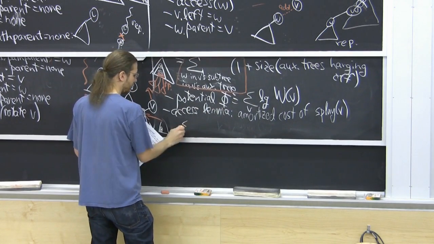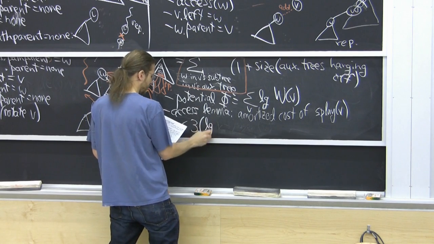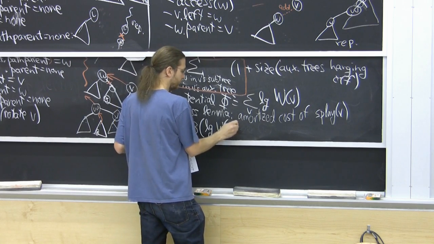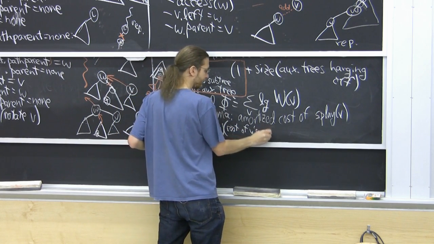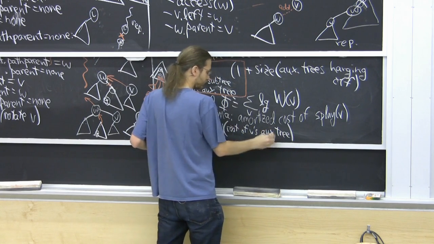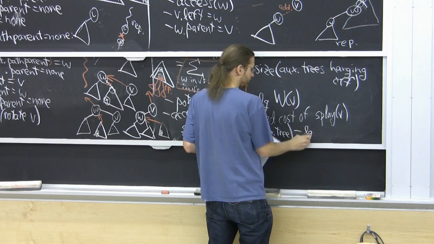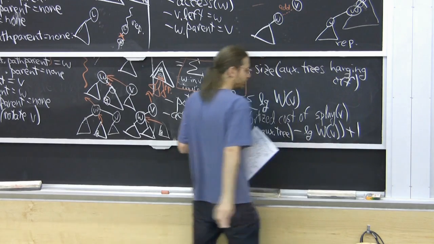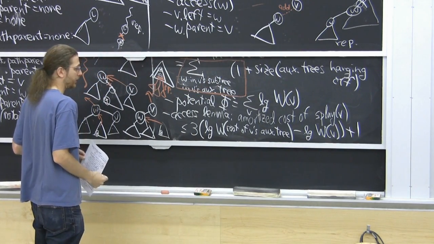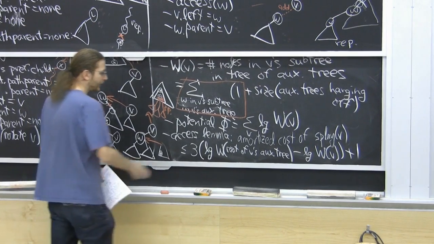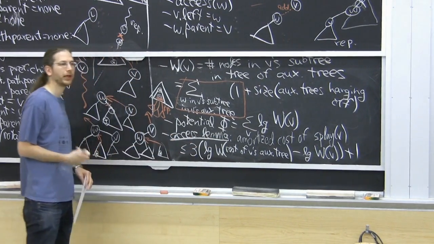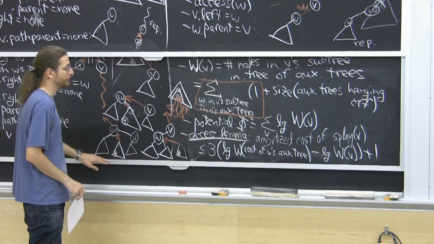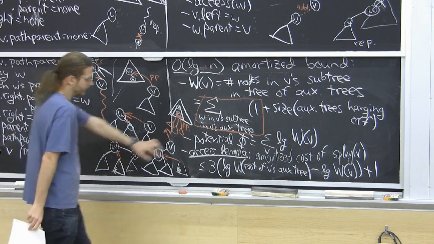is at most 3 times log W of the root of V's aux tree minus log W of V, plus 1. Okay. So this is something called the access lemma. It's used to prove, for example, that splay trees have log n performance amortized. It's also used to prove that they have a working set bound, which you may recall from lecture 6. But we never actually mentioned the access lemma.